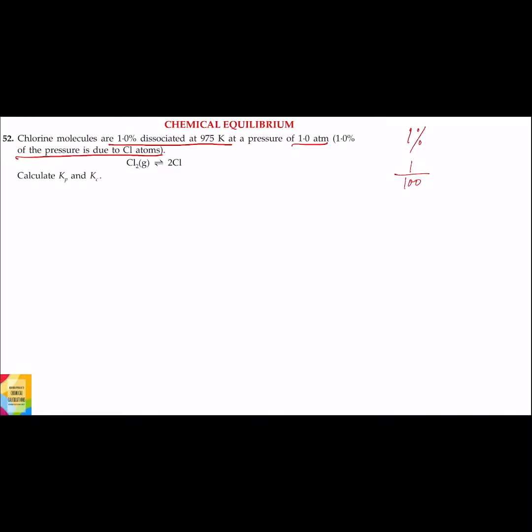So degree of dissociation, that is out of 1 mole कितना dissociate होगा? अगर out of 100, 1 mole dissociate हुआ है तो out of 1 mole, 1/100, that is 0.01 moles dissociate होगा, तो अल्फा की वैल्यू हो गई 0.01. Now in this reaction chlorine gas is dissociating into chlorine atoms. 1 mole of chlorine is forming 2 moles of chlorine atoms.